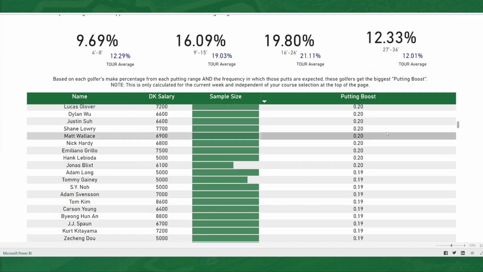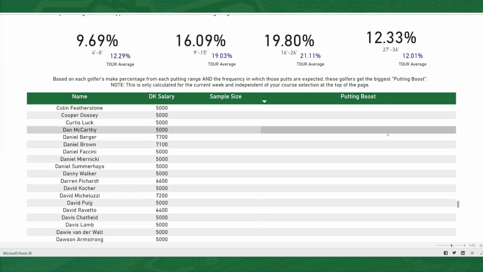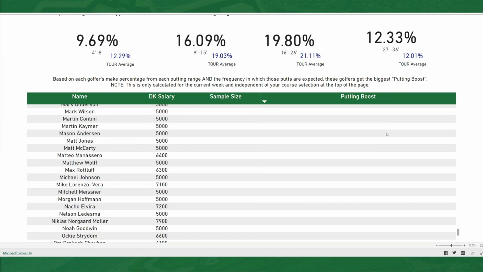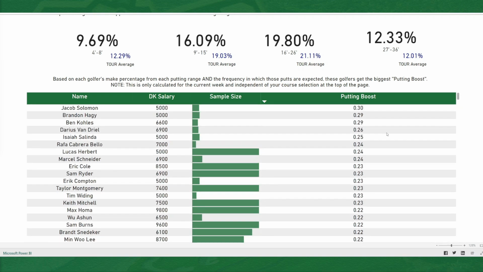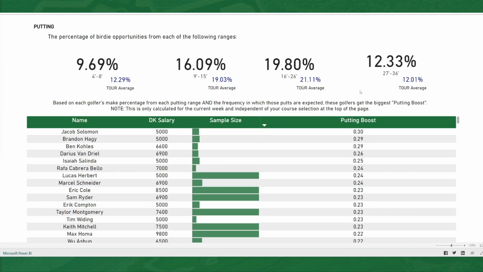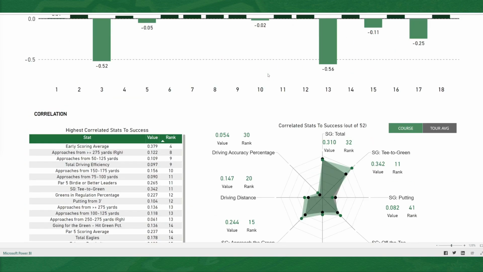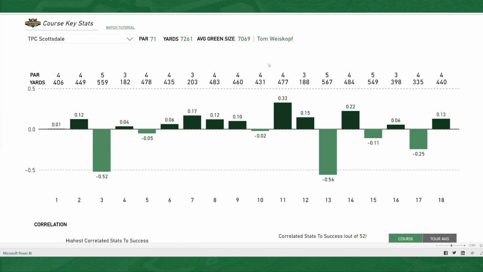And then you can scroll down and you can see the guys that get much less boost than that, or no boost at all, depending on their sample size or the stats for that week. So the course key stats is just a ton of data that you can use to really attack the field, prepare the golfers that you want to look at, the paths to success, and ways that guys are going to separate themselves from the rest of the field.